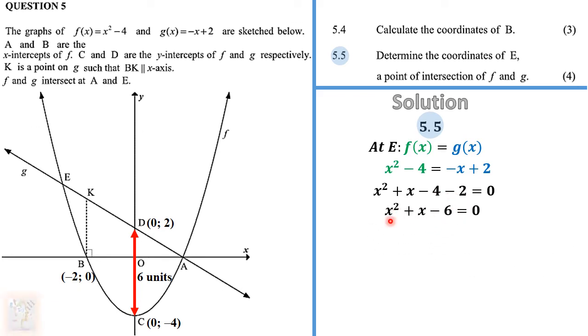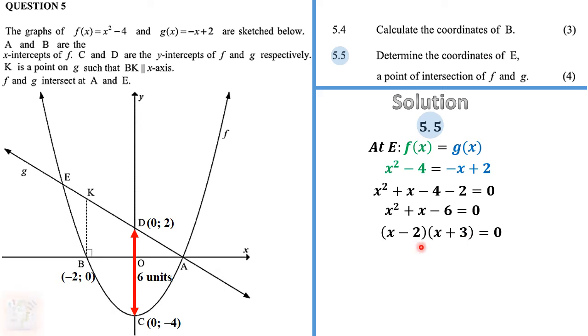Then we have a simple quadratic equation in a standard form. Okay? Now we must factorize. We need the factors of minus 6. When you add them, they give you positive 1. When you multiply them, they give you minus 6. And that will automatically be x minus 2 and x plus 3, which is equals to 0.